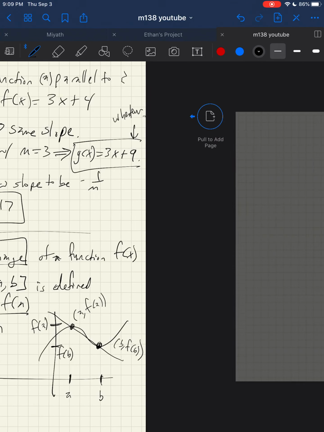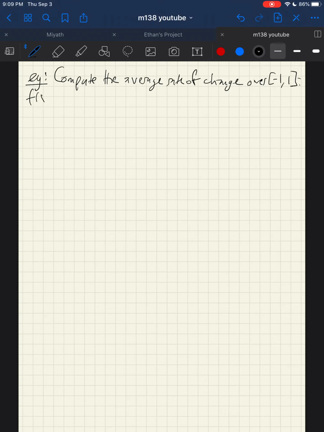Anyway, let's move on and do an example of the average rate of change, and then we'll just compute some average rates of change, and then we'll stop there. So example, let's compute the average rate of change over the interval. Let's do -1 to 1. We're going to do three functions here. We're going to do f of x equals 3x plus 2. We're going to do g of x equals 7. And we're going to do h of x equals x squared.